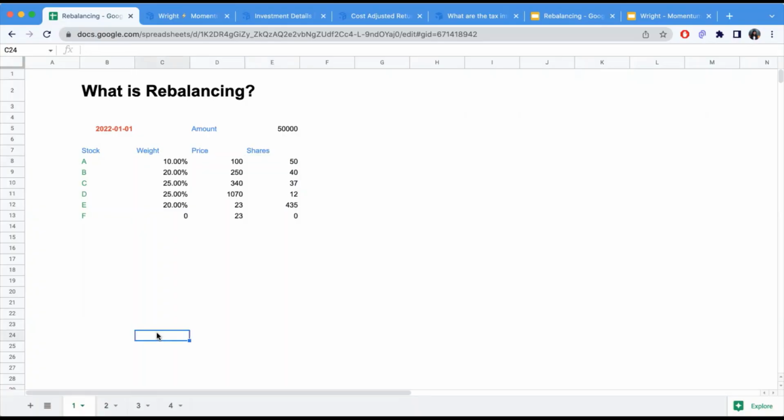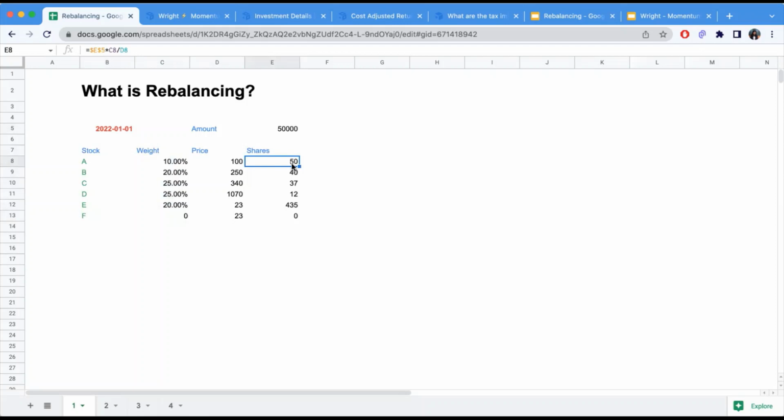So the first question that everybody has is, what is rebalancing? Rebalancing is a way for us to modify the allocation in your portfolio based on the market conditions. And how rebalancing works on Smallcase is that we, as a manager, give this information to Smallcase: I want stock A to have 10% weight, B to have 20% weight, C to have 25% weight, and so on. Now, based on the price of the stock and the amount that is to be invested, the Smallcase system will calculate the number of shares.